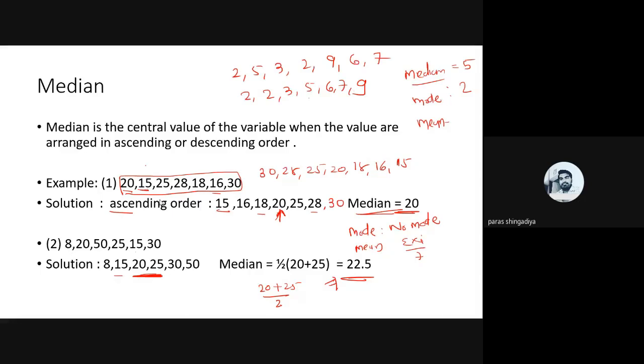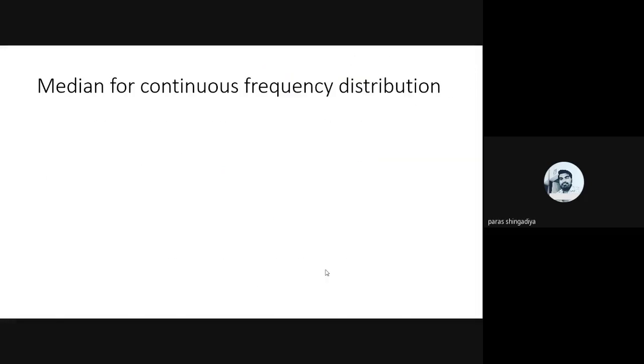Clear? And if it is an even number of data, then we cannot consider a central term, but we can take the two middle values and then take their average for the median. Is the definition of median clear? Do you have any query, any doubt?